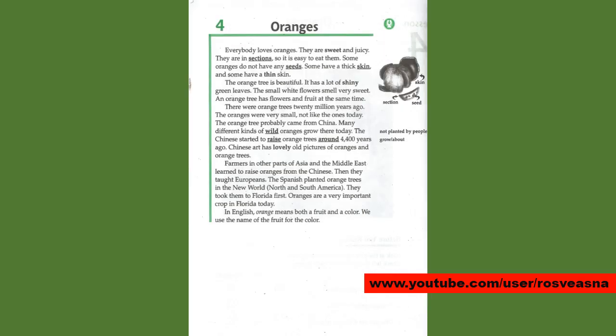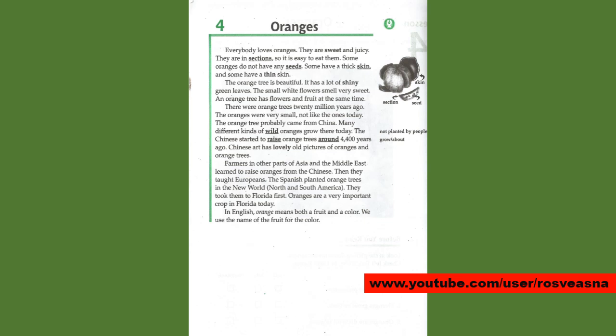Unit 3, Lesson 4, Oranges. Everybody loves oranges. They are sweet and juicy. They are in sections, so it is easy to eat them. Some oranges do not have any seeds. Some have a thick skin, and some have a thin skin.